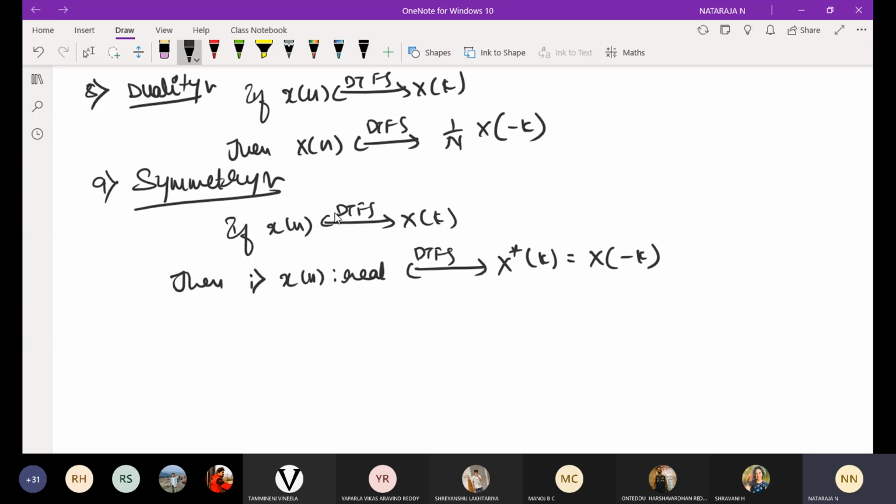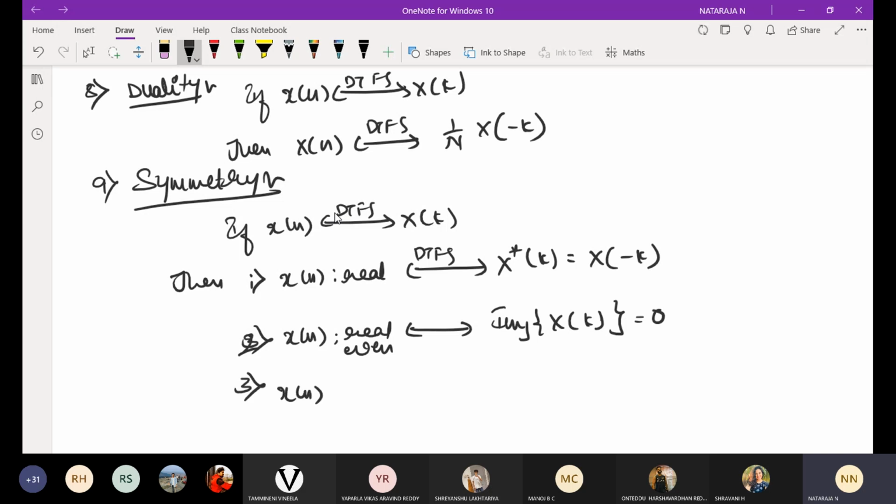Symmetry, we have three properties. If x of n is real, if x of n is real and even, real and odd, we have totally three different cases. Second one, if x of n is real and even, we'll get the output with respect to imaginary of x of k, that is equal to 0. Then if my x of n is real and odd, with respect to that I am going to get the real term of x of k, that is equal to 0. These are the three different conditions: when x of n is real, x of n is real and even, x of n is real and odd.